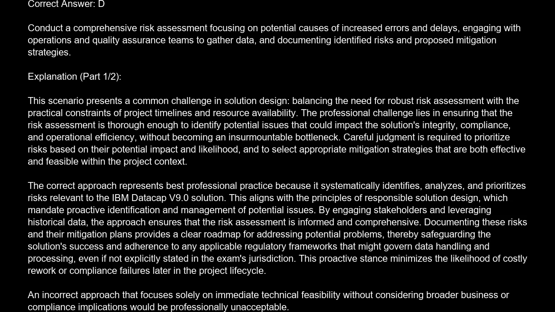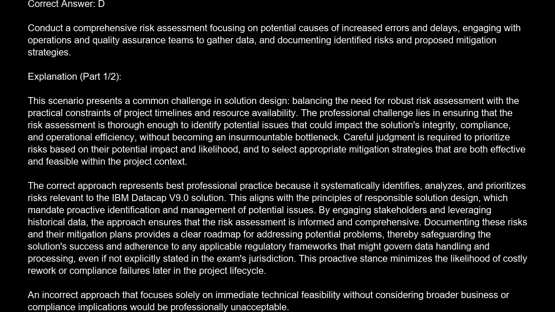Conduct a comprehensive risk assessment focusing on potential causes of increased errors and delays, engaging with operations and quality assurance teams to gather data, and documenting identified risks and proposed mitigation strategies. Explanation. This scenario presents a common challenge in solution design, balancing the need for robust risk assessment with the practical constraints of project timelines and resource availability.